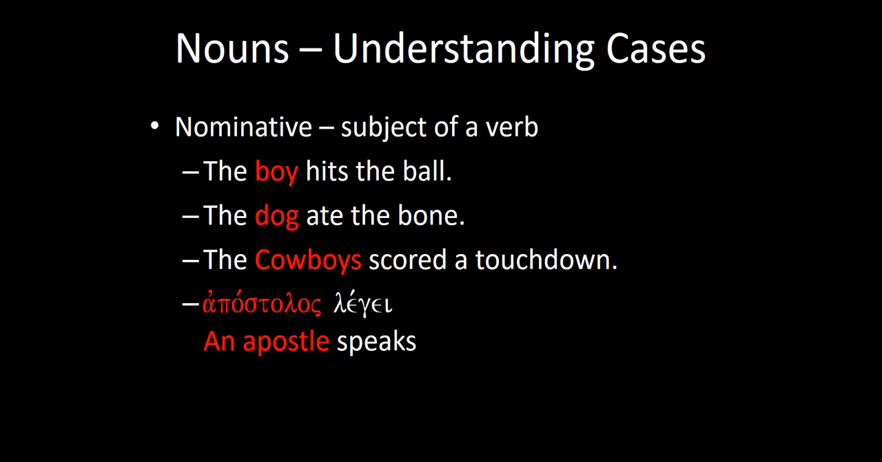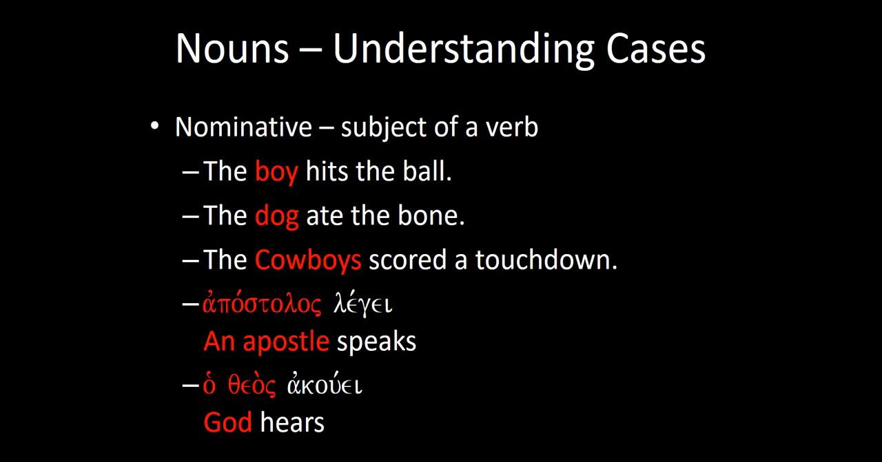Another example, ha theos akoue. Ha theos is a nominative subject. The word ha is an article. We'll talk about that later. Ha theos is nominative. It's the subject of the verb akoue. So God is the subject of the verb hears.